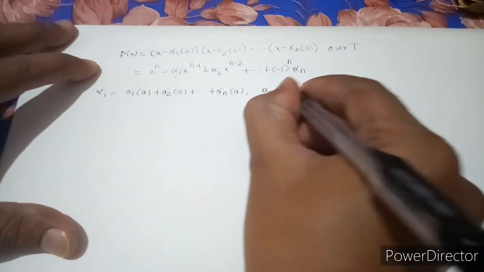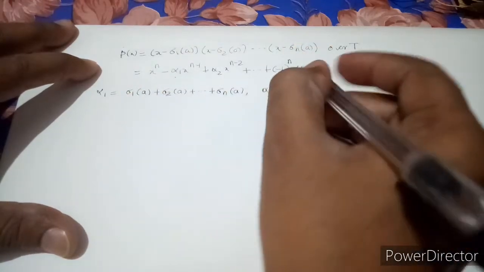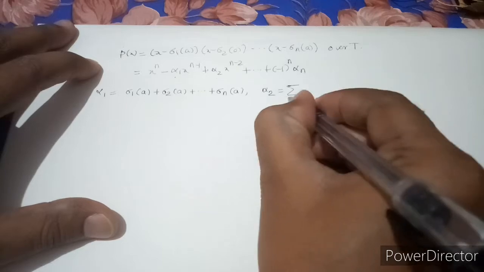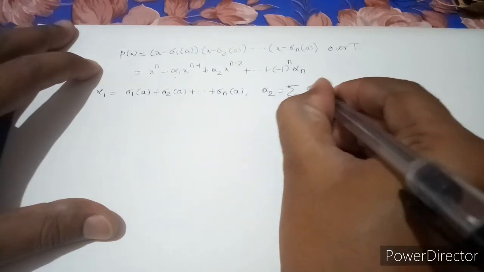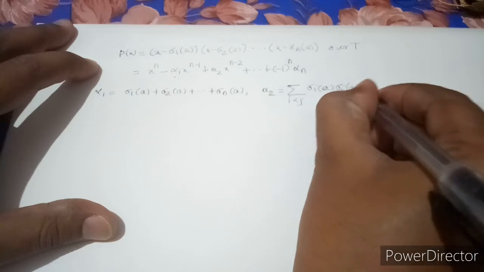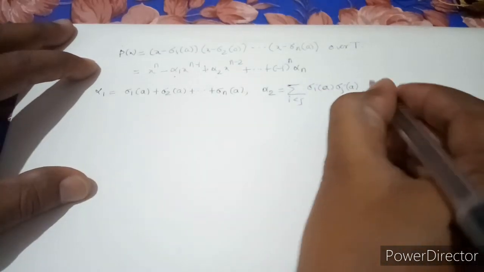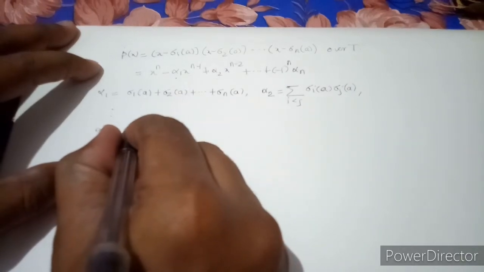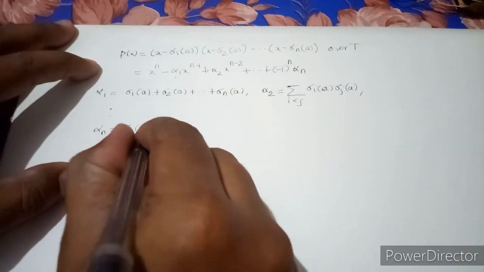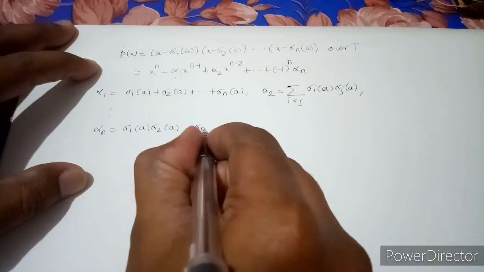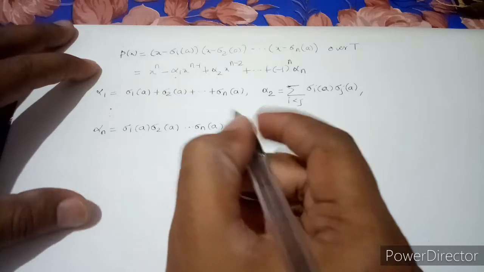Alpha 2 is equal to the product of the roots taken 2 at a time, which means the summation over i less than j of sigma i of a into sigma j of a, and so on. Alpha n is the product of roots, which means it is sigma 1 of a into sigma 2 of a, and so on, sigma n of a.